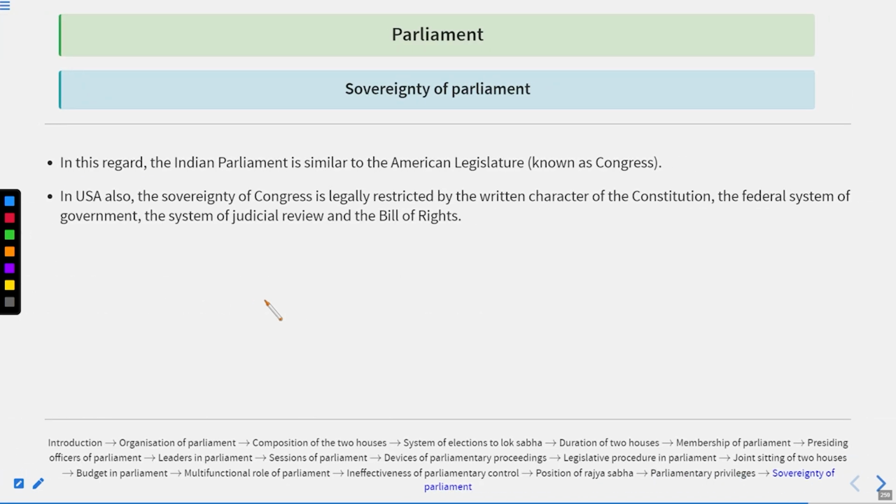In this regard, the Indian Parliament is similar to the American legislature, which is known as the Congress. In the USA also, the sovereignty of Congress is legally restricted by the written character of the Constitution, the federal system of government, the system of judicial review, and the Bill of Rights. Got it?